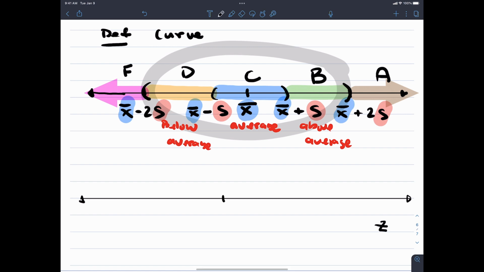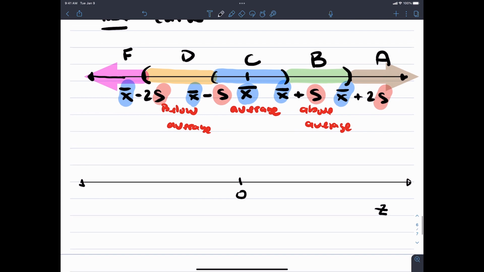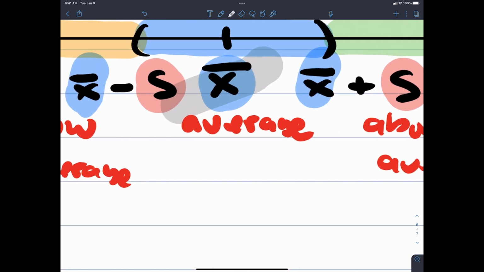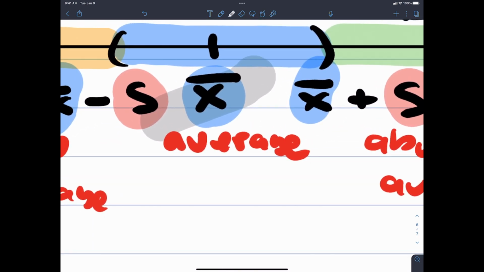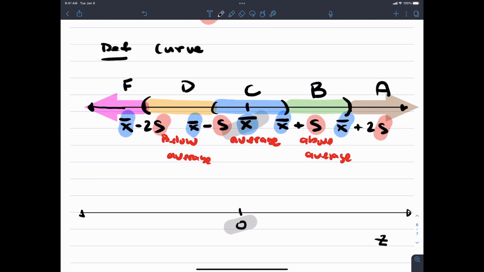I'm going to put Z there, and in the center is the number 0. I want you guys to focus on this value here. What I'm about to say is that your mean is really zero on the Z scale. You might say, how does this X bar become zero? Remember, X is your arbitrary data values, so there's X values on this real number line.